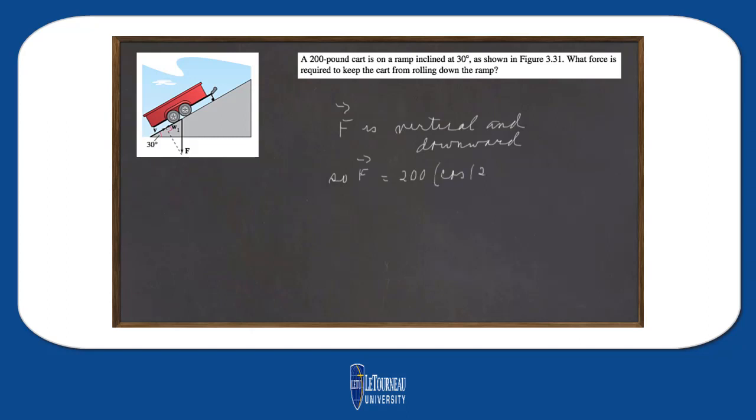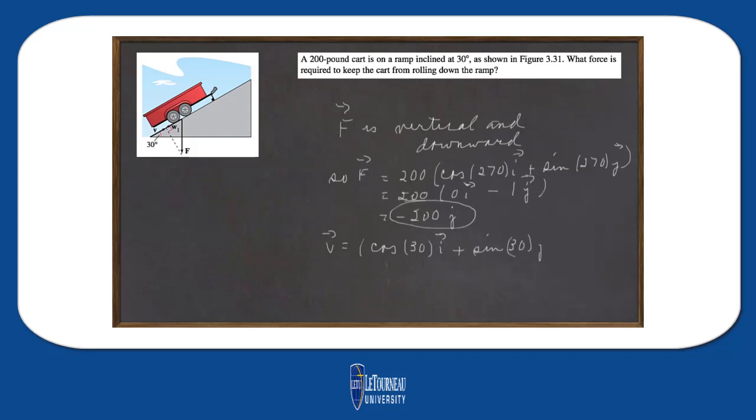So force equals 200 times the cosine of 270 i plus the sine of 270 j. So the force is equal to minus 200 in the j direction. So v equals the cosine of 30 i plus the sine of 30 in the j direction, which equals the vector square root of 3 over 2, 1/2. Now, we need the projection of F onto v, all right?